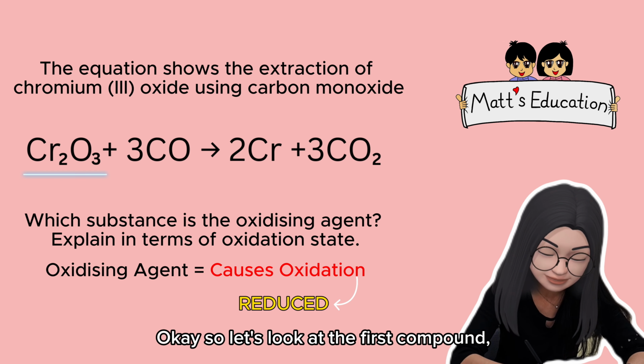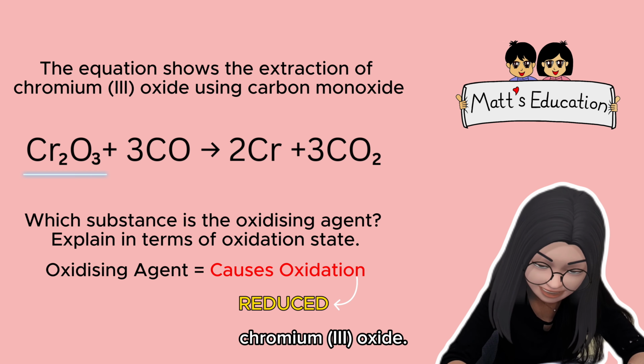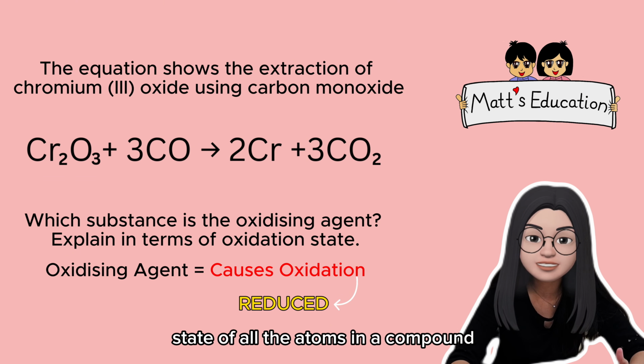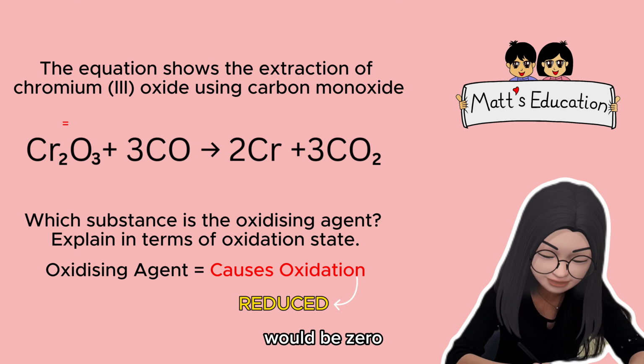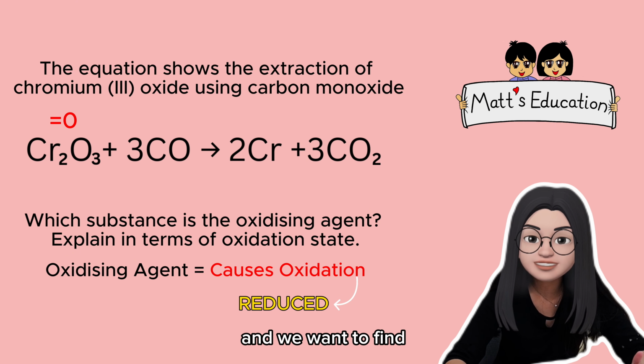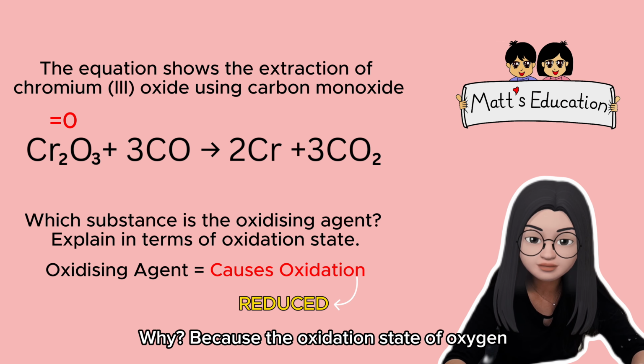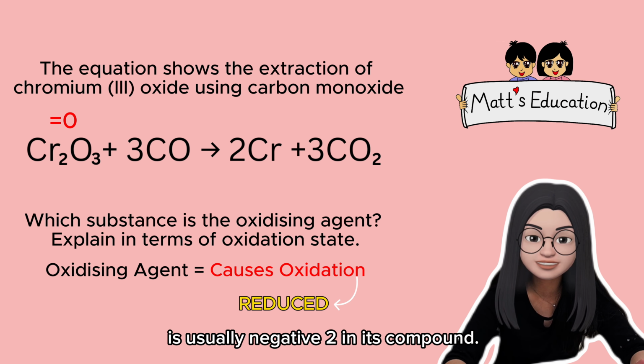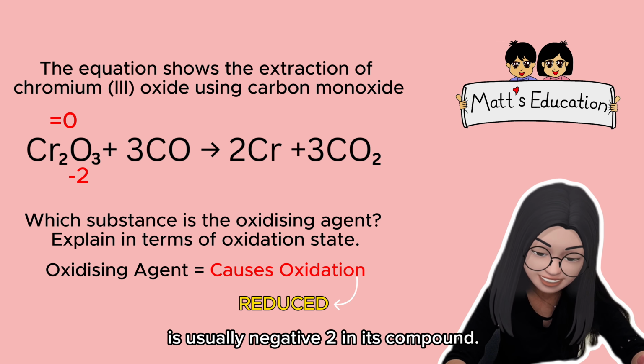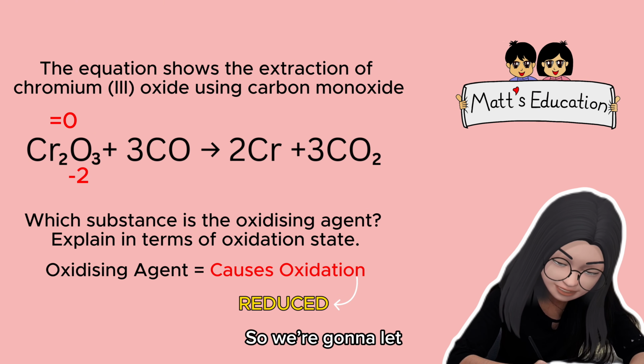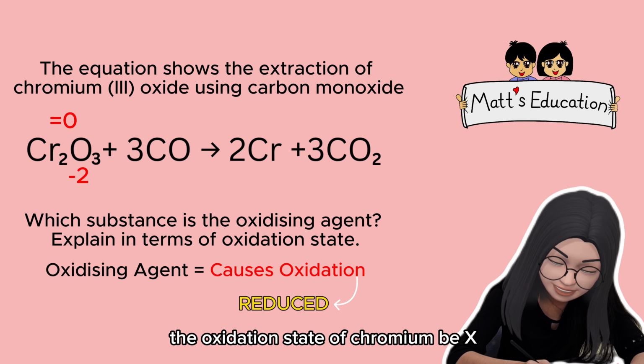So let's look at the first compound, chromium 3 oxide. We know that the sum of oxidation state of all the atoms in a compound would be 0. And we want to find the oxidation state of chromium. Why? Because the oxidation state of oxygen is usually -2 in its compound. So we are going to let the oxidation state of chromium be x.